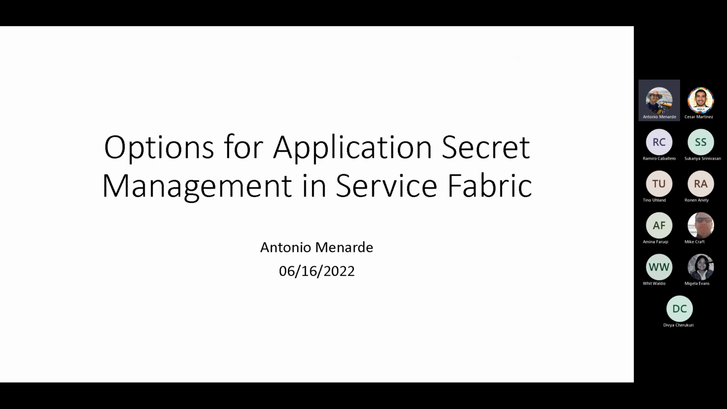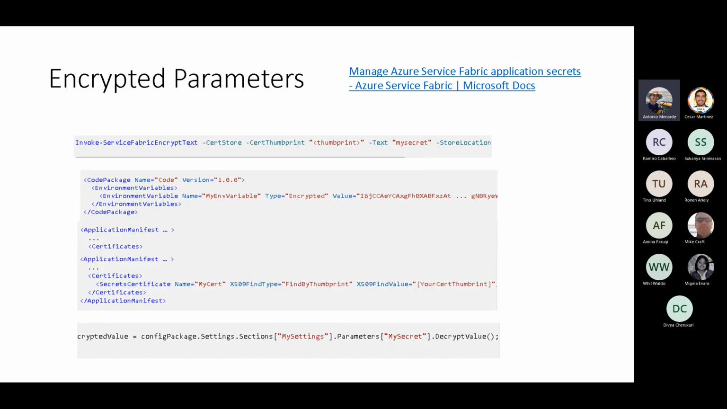Application secret management is really about the secrets that your application uses to authenticate and authorize other services, storage accounts or databases. It's how you can leverage Service Fabric to deliver those secrets to your application at runtime, so it can then use those secrets for whatever purpose it has. The classic model here, and likely a model that a lot of you use, is encrypted parameters. It's one of the first available experiences in Service Fabric.